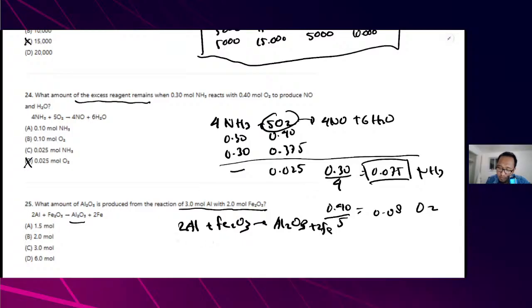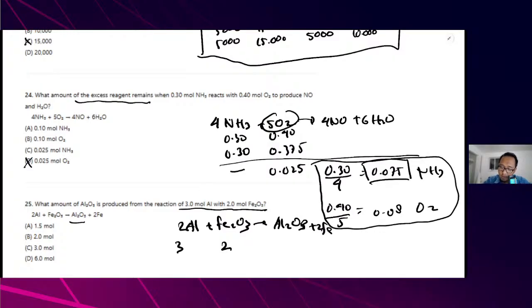So this one is 3, and then Fe2O3 is 2. And then again, we need to determine the limiting reactant first. Okay, still the same. We need to determine the limiting reactant first. So which one is limiting? Based on this information, guys, we can just use this one and try to find out which one is the smallest.